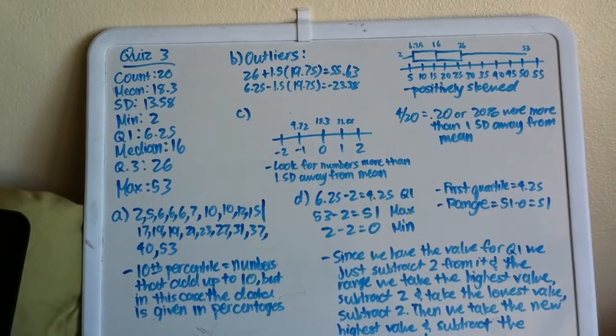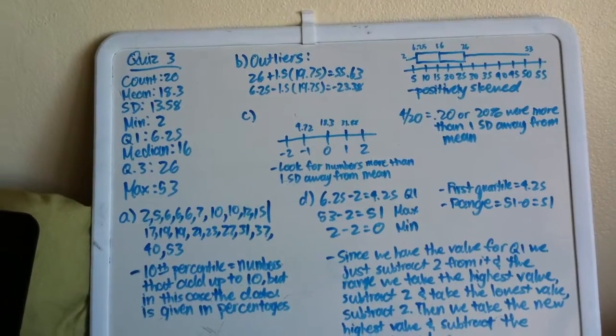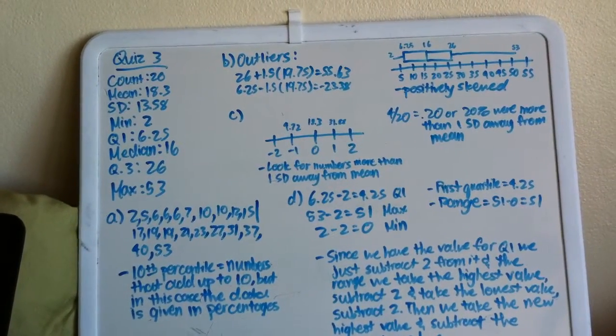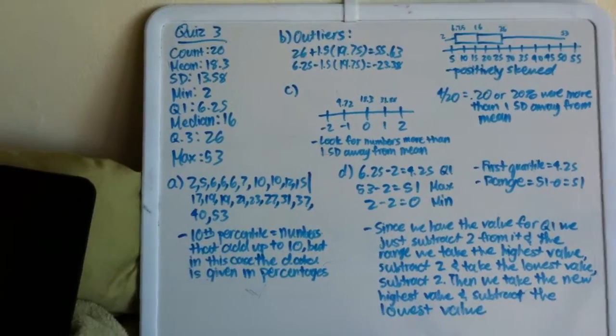Mean is 18.3. The standard deviation is 13.58. The minimum number is 2. Q1 is 6.25. The median is 16. Q3 is 26, and our max number is 53.